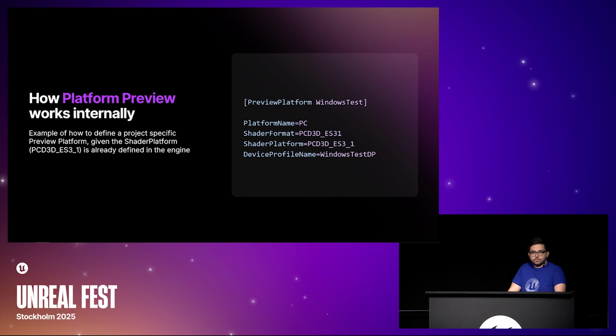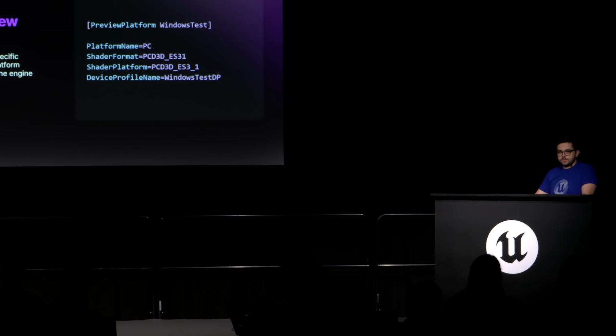Then you can set your device profile name to Windows test device profile, and you can set it up however you want. Again, this is useful if you're actually launching on Windows and you have a D3D ES31, for example, for lower-end Windows machines. You can visualize exactly the CVARs that would be in your game and get a more exact preview.